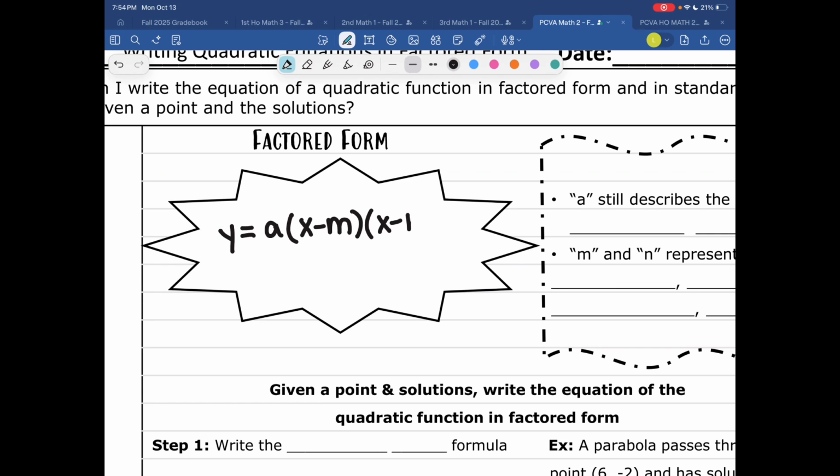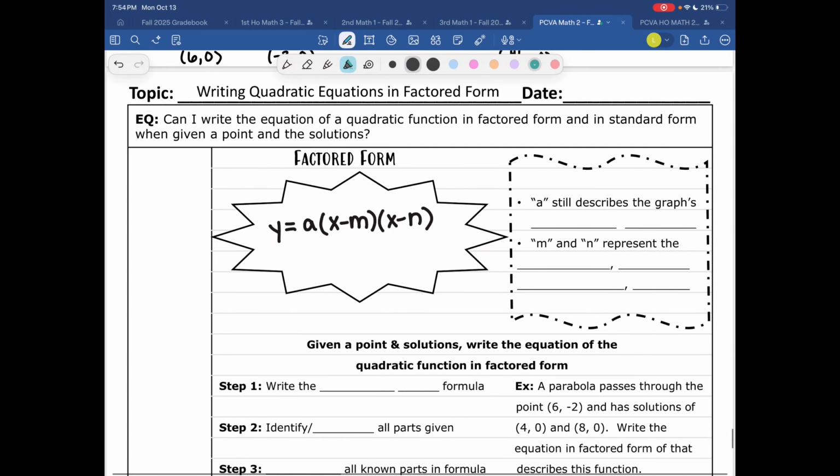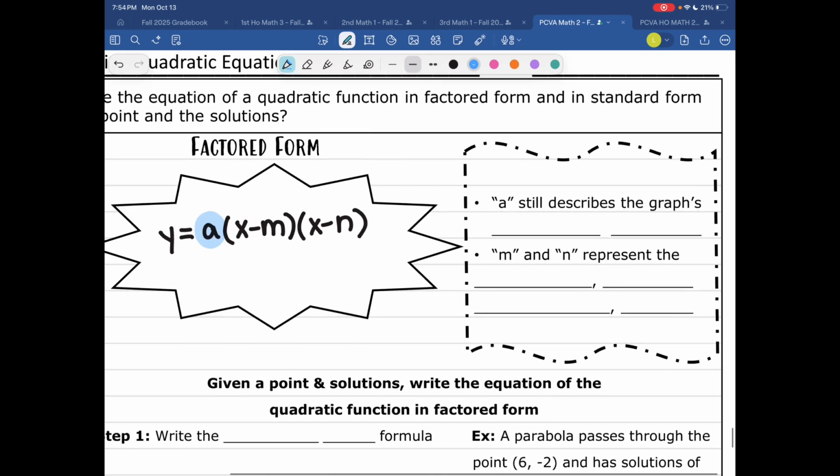x minus n. Now, what you need to understand is that when we look at these, we have the a value. Now, my a value is still going to represent the general shape. So when I say the general shape, the a value is going to tell me whether it's going to open up or open down. So remember, if a is positive, it's going to open up. If a is negative, it's going to open down.